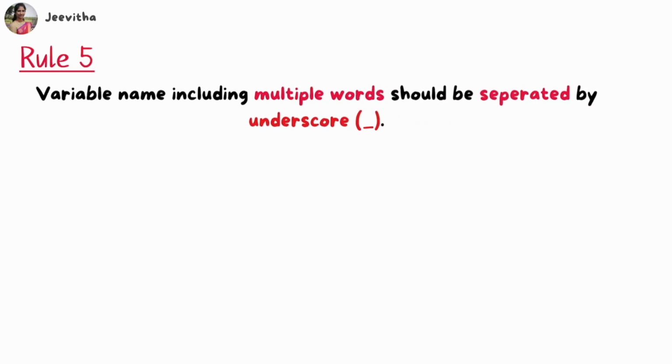Now let's see what rule 5 is. According to rule 5, a variable name including multiple words should be separated by underscore. What if you are trying to create a variable with multiple words? In that case, don't use a space, rather separate those words using underscore. So new underscore value equals 100 is the right way of defining a variable when you have multiple words. Similarly, old age equals 50. You just have to use underscore when you want to separate the words.